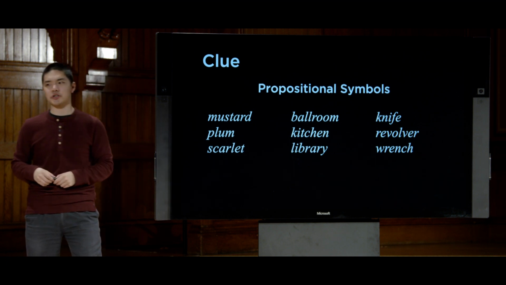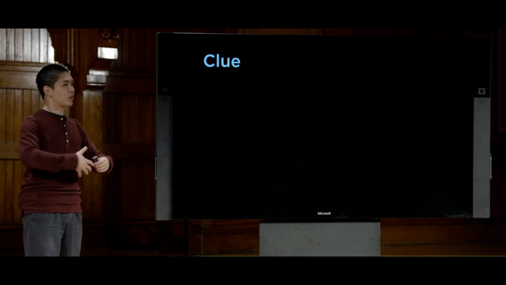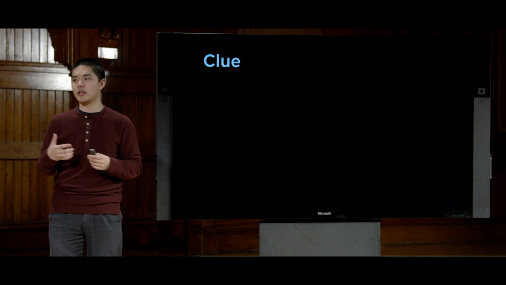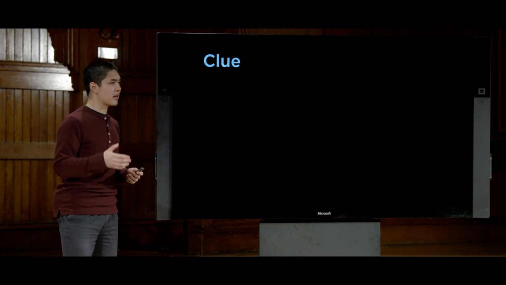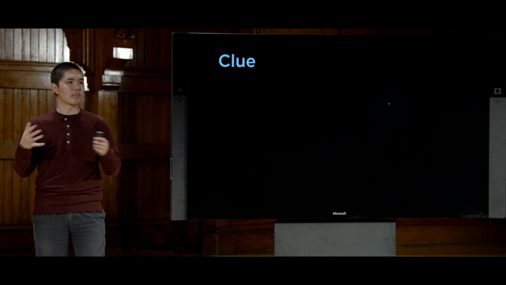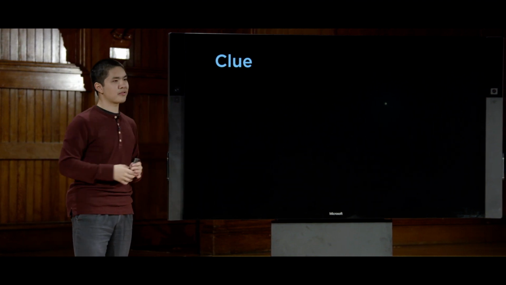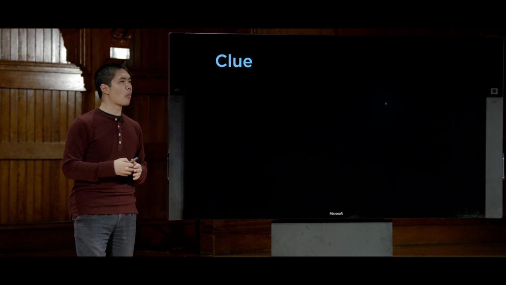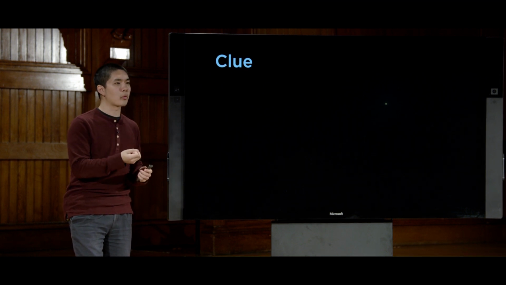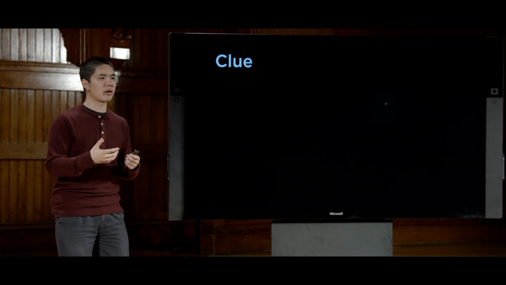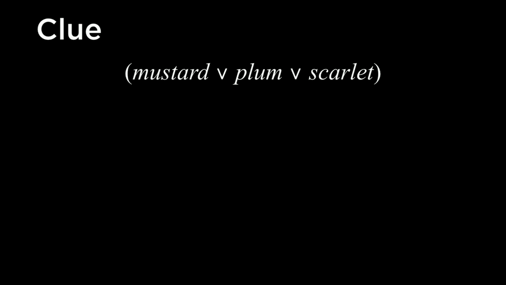Then using those propositional symbols, we can begin to create logical sentences, create knowledge that we know about the world. For example, we know that someone is the murderer, that one of the three people is in fact the murderer. How would we encode that? Well, we don't know for sure who the murderer is, but we know it is the first person, or the second person, or the third person. So I could say something like this: Mustard or Plum or Scarlet. This piece of knowledge encodes that one of these three people is the murderer. We don't know which, but one of these three things must be true.